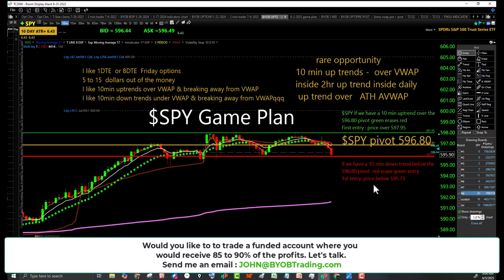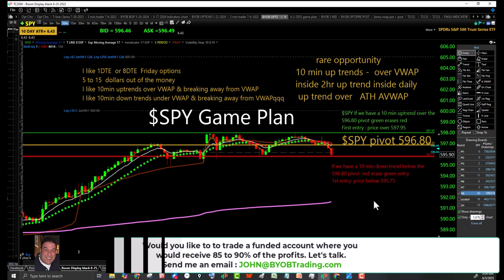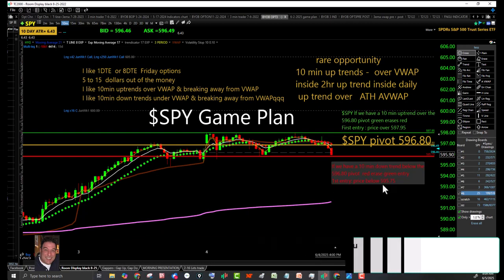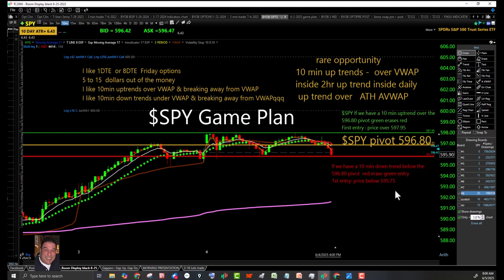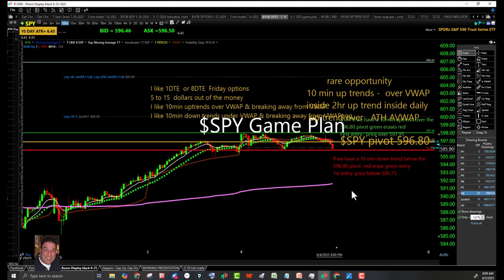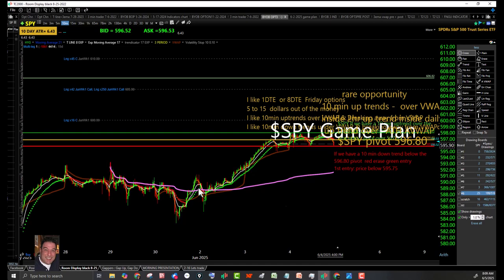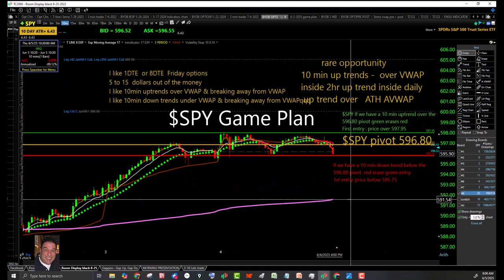So the SPY pivot this morning is 596.80. Above it, I'm a bull. Below it, I'm a bear. If we've got a 10-minute uptrend over the pivot, green erases red, first entry is price over 597.95. That is the green erases red entry. On the downside, if we've got a 10-minute downtrend under the pivot, the first red erases green entry is underneath 595.75. For a target, if they were to break down today, I would pick this anchored VWAP right here, and that is currently at 591.57.